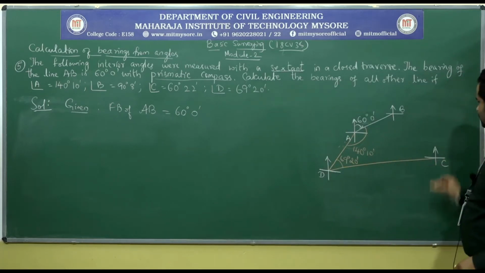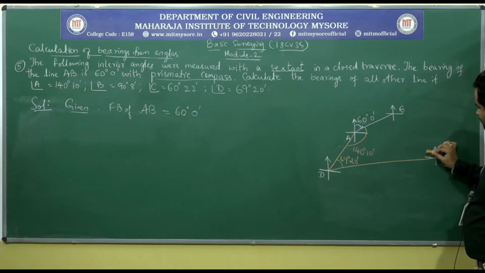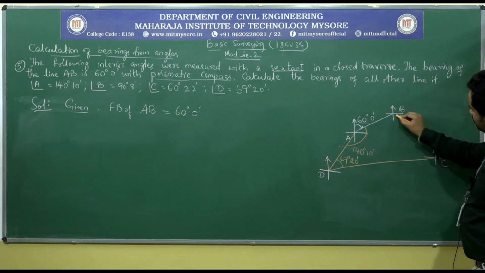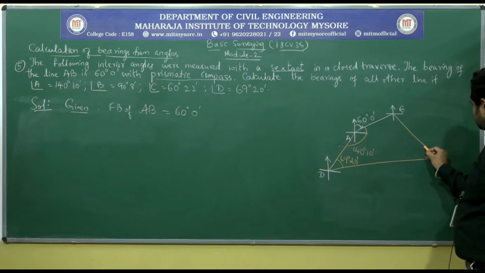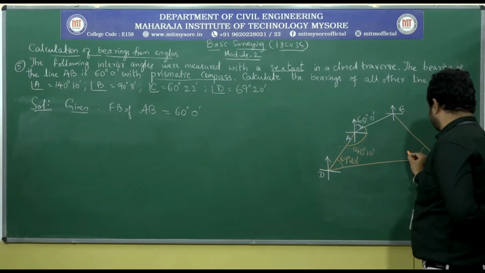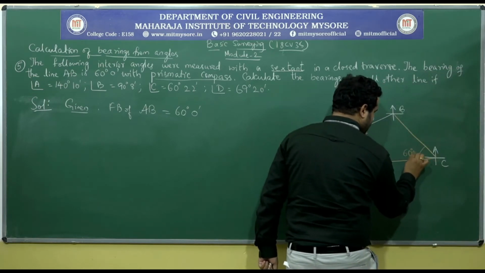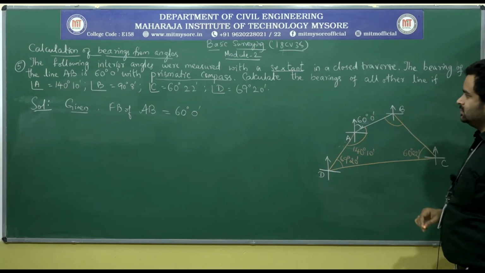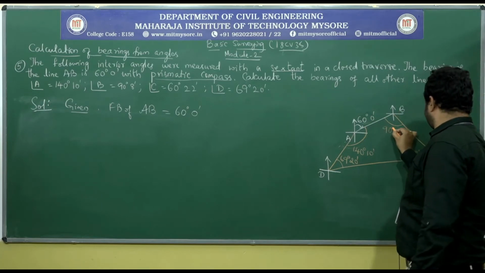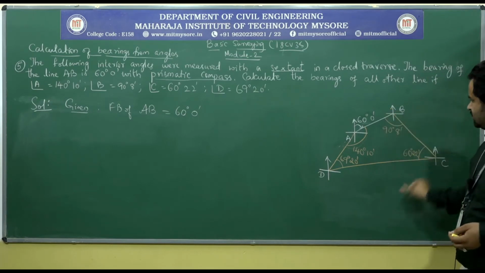Now coming to C, what is the angle given? At angle C, it is 60 degrees. So from this line, if you take approximately, you can draw a line here and join here. So this is our angle C, which is nothing but 60 degrees 22 minutes. And what about the angle B? This angle is 90 degrees 8 minutes. So this is a closed traverse.